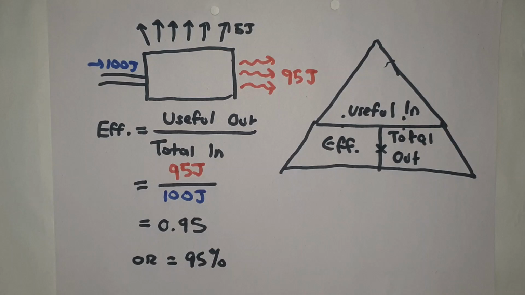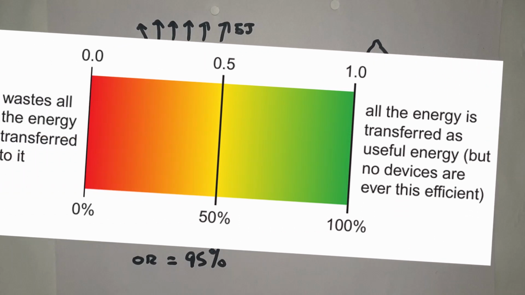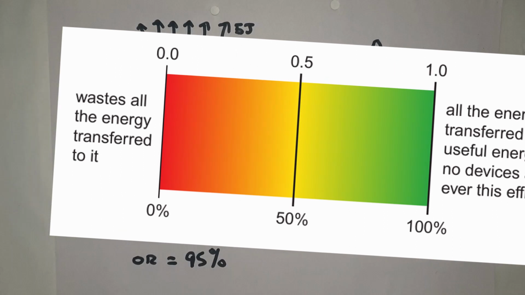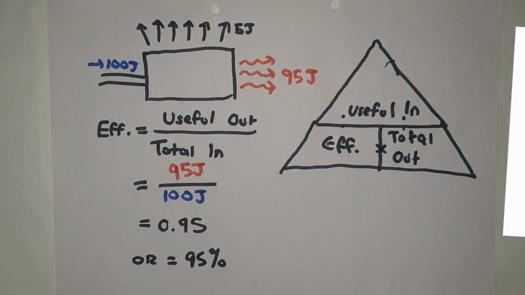Now efficiency does not have a unit, it's not a physical property, it's just a number we have made up to tell us how useful this device is at transferring energy. The number will be given as a decimal number between 0 and 1, or a percentage between 0 and 100%. The higher the number, the more efficient the machine is.